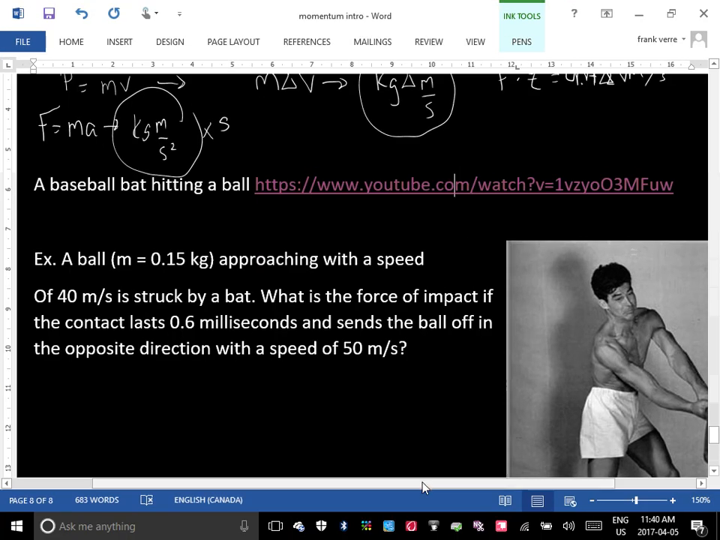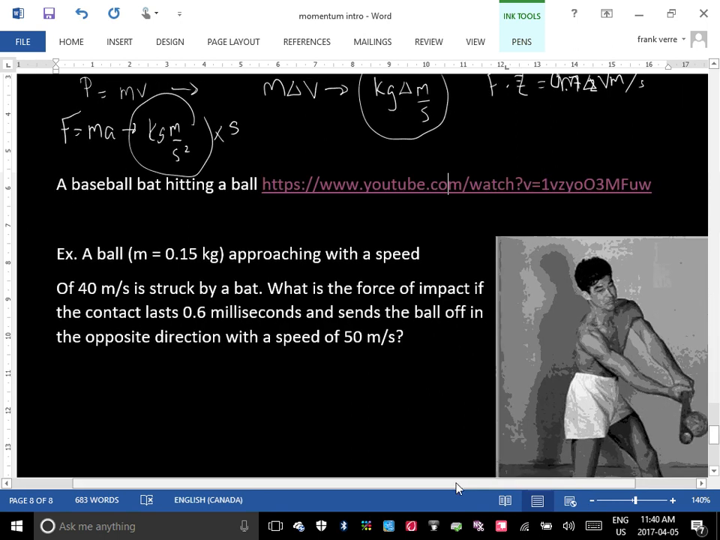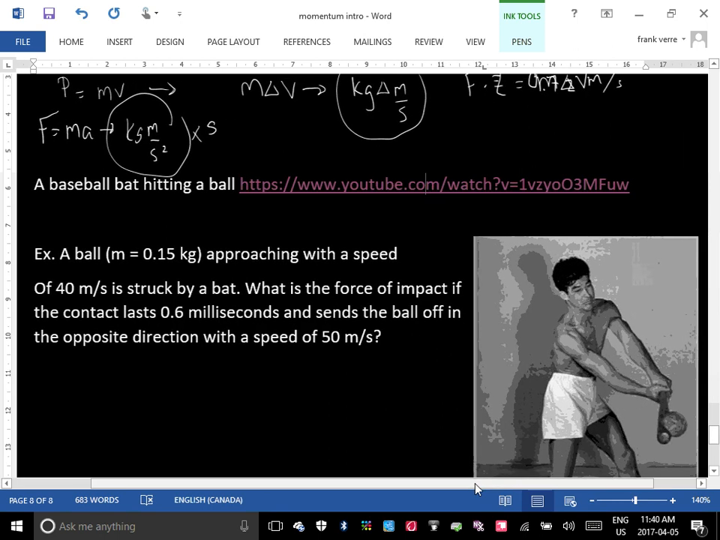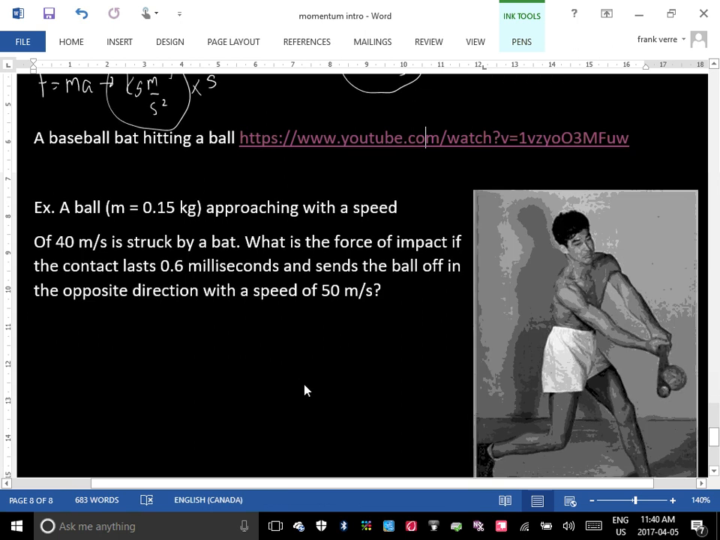And here, by the way, is a neat picture. I don't know when this was taken. But you can clearly see here that there's some deformation going on the ball, right? So this is a person hitting a ball. So let's imagine we had some information.